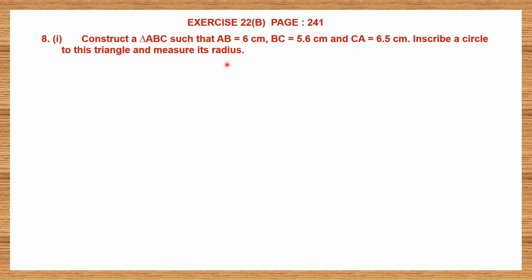Let's draw a rough figure to get an idea. So here we have a triangle ABC, and AB is 6 centimeters. So let's write that AB is 6 centimeters, BC is 5.6 centimeters, and CA is 6.5 centimeters. So we have the measurement of all three sides here. So this is the first step, constructing a triangle.